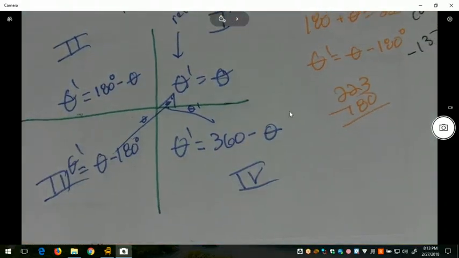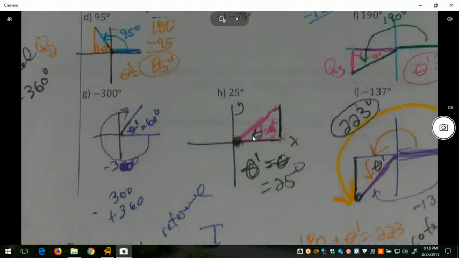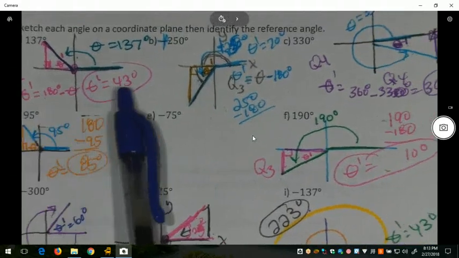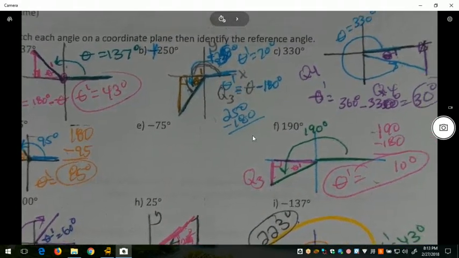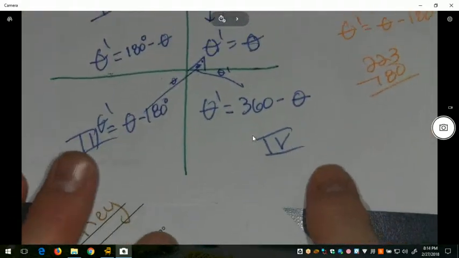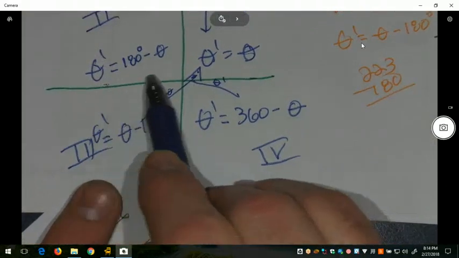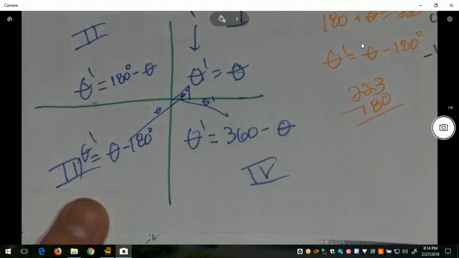This chart can be very helpful. I would suggest memorizing it. You do not want to waste time on assessments trying to figure out reference angles like we figured them out in A, B, and C. I was trying to do it in a way that would make it make sense to you. But now that we see the rules and see how they work, and if you don't, you can see me in class for help, you want to memorize these rules for quadrants 1, 2, 3, and 4 in finding reference angles.